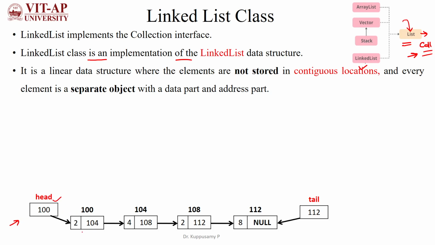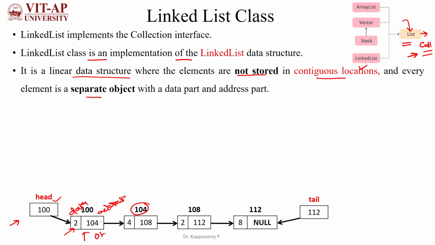head node, and each node has a data field and an address field. Here the data field stores the object value and the address field stores the next node's address. The linked list data structure is a linear data structure. The elements are not stored in contiguous memory locations, and every element is a separate object.